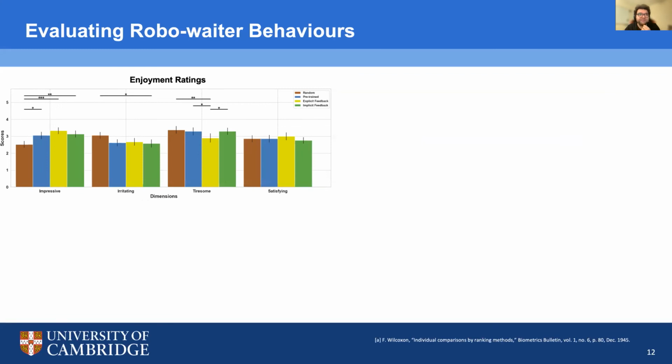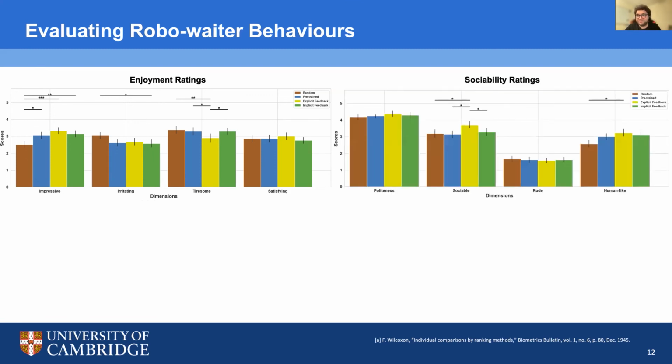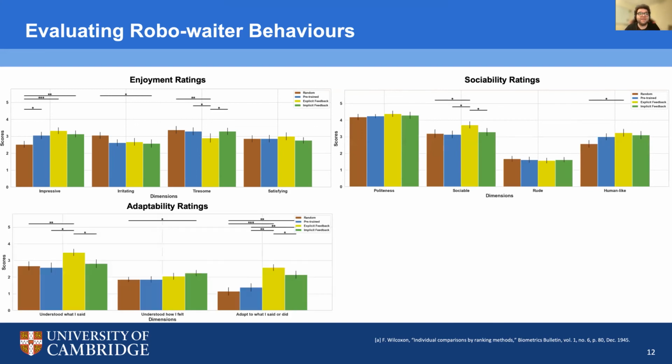Firstly, enjoyment ratings, where we see the adaptive conditions, which are the explicit and implicit feedback conditions, generally perform much better than the non-adaptive or pre-trained conditions. They're less tiresome, more impressive, satisfying, and so on. For sociability ratings, we see the explicit condition is more sociable, obviously, because the person is talking to the robot all the time. It's also considered more human-like.